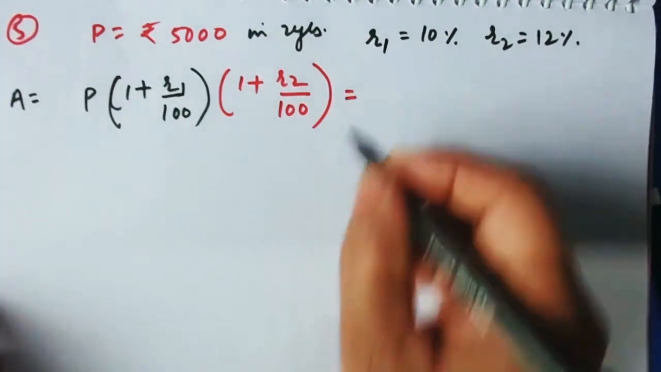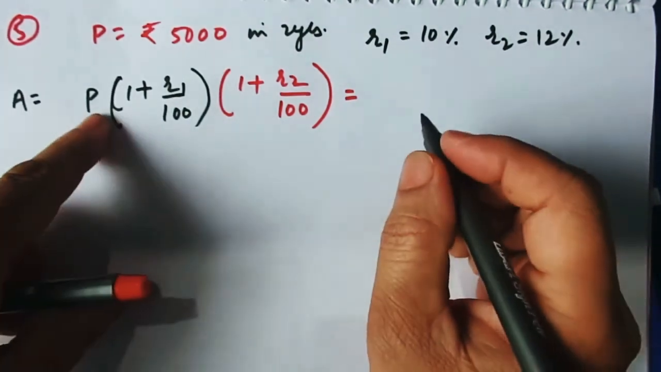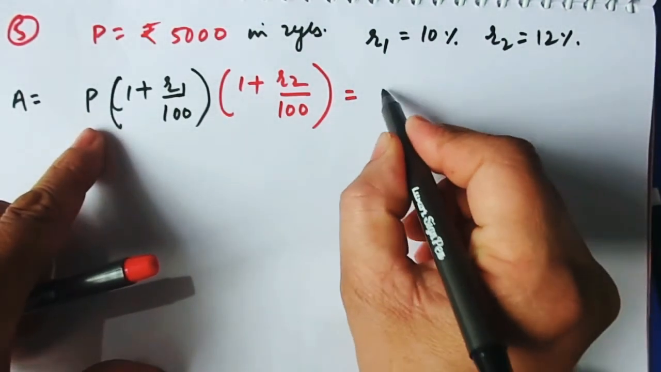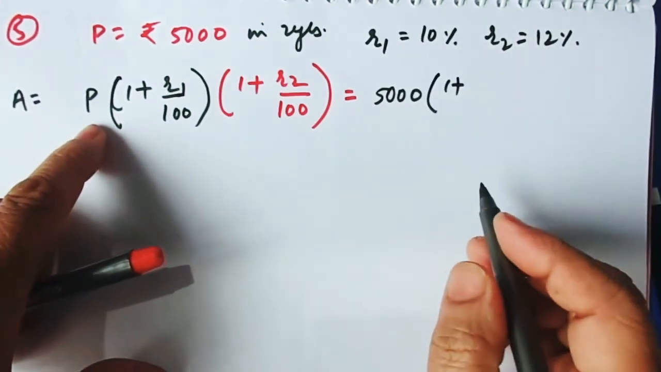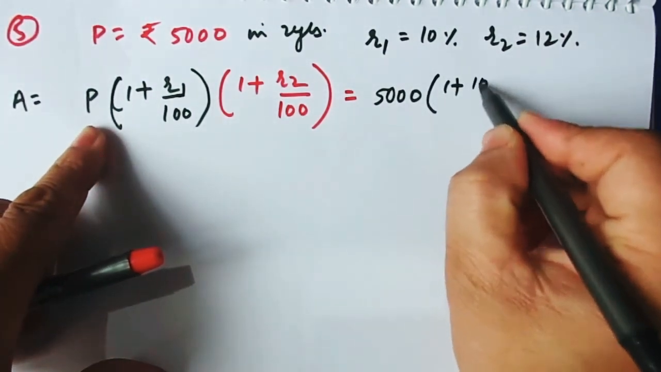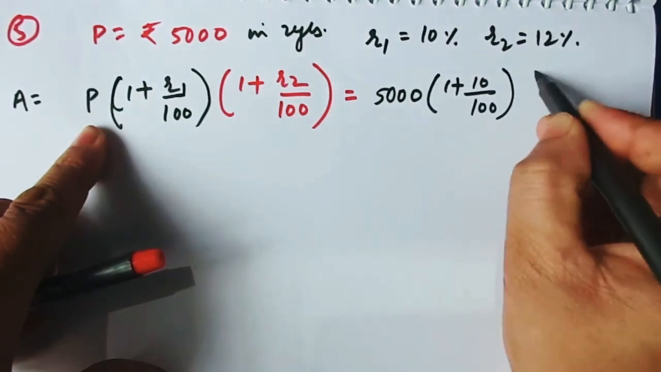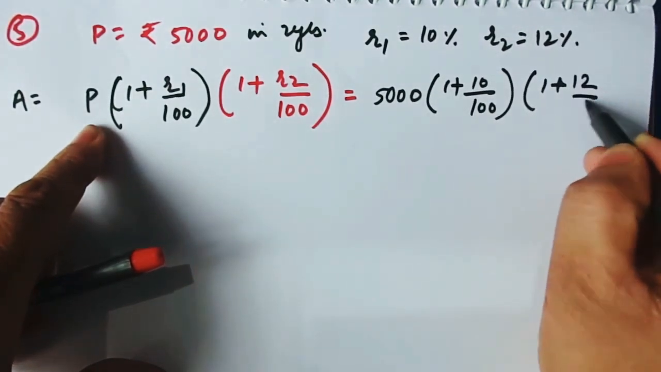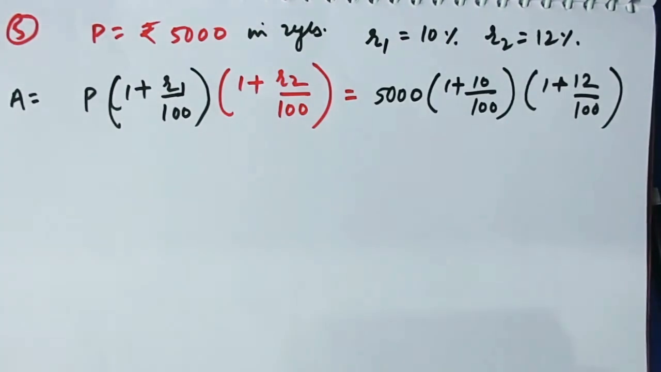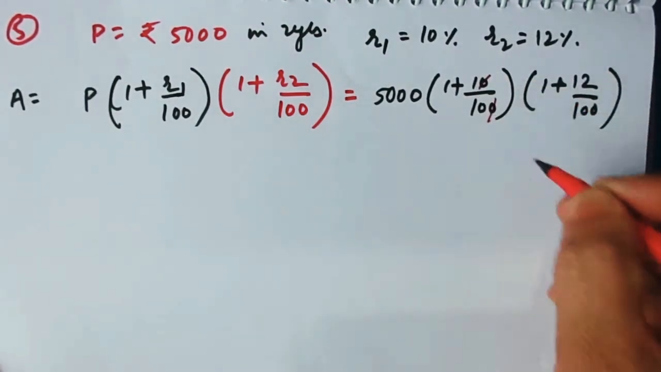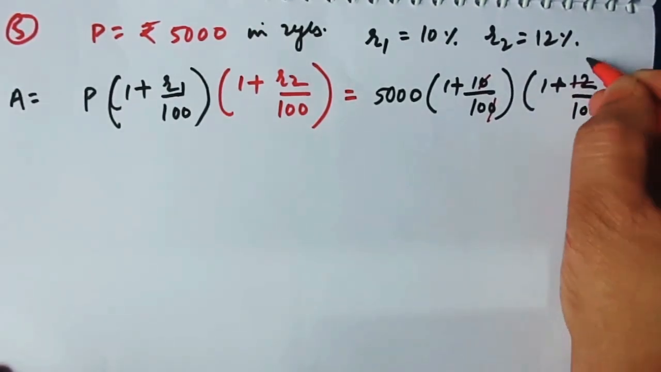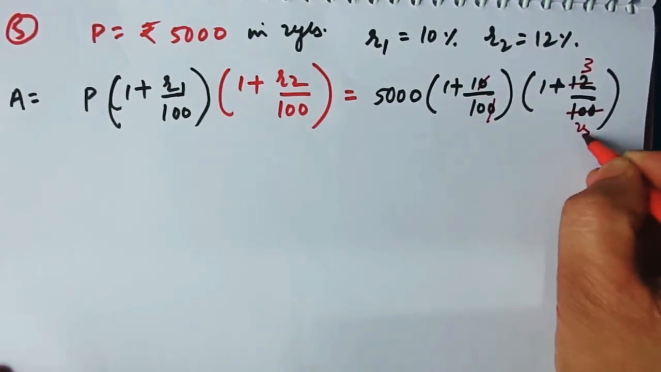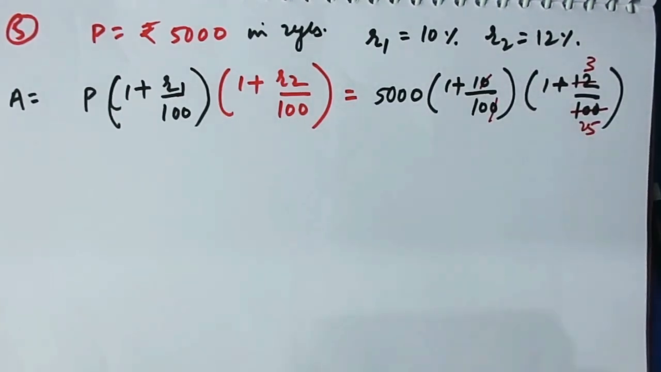Now let us put the values. Principal is equal to 5000. 1 plus rate, how much? 10 by 100, and this one 1 plus 12 by 100. Do the cancelling. See, this 0 and 0 get cancelled. Here 4 3s are 12 and 4 25s are 100. So finally what will you get?